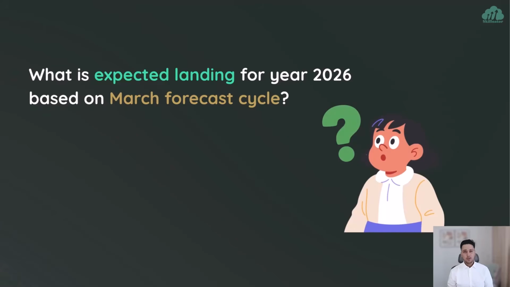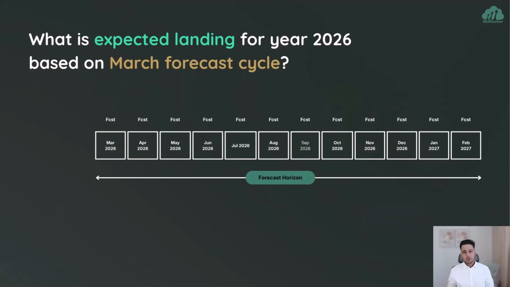In the March cycle, we have the forecast numbers from March of 2026 to February 2027. But the question is specifically about the calendar year 2026. So first, you need to ignore the months that fall outside of calendar year 2026. In this case, it's January 2027 and February 2027. That leaves you with forecast values from March 2026 to December 2026. To complete the full year view of the year 26, you need to add actual numbers from January 2026 and February 26.